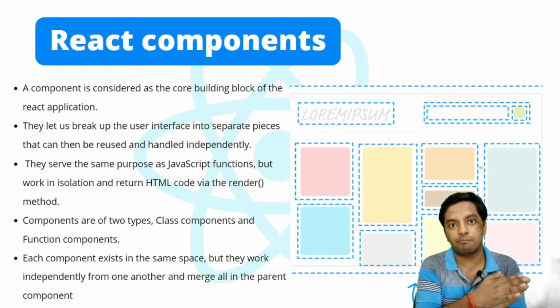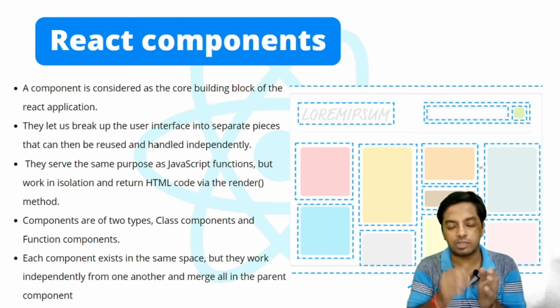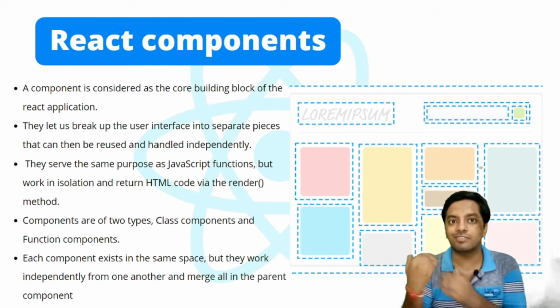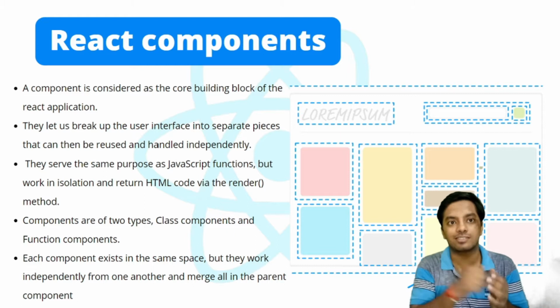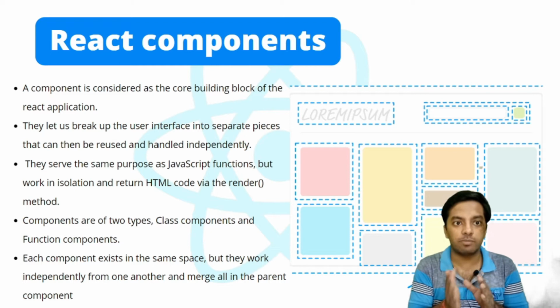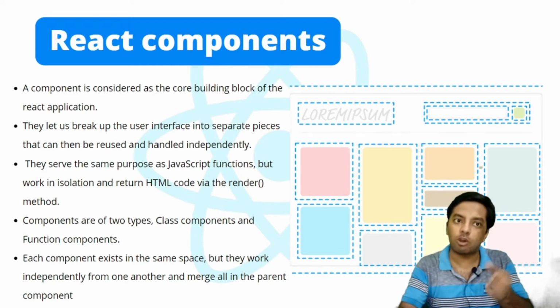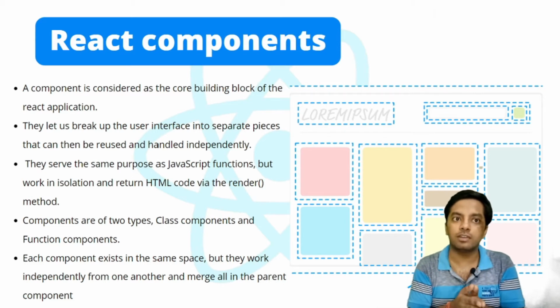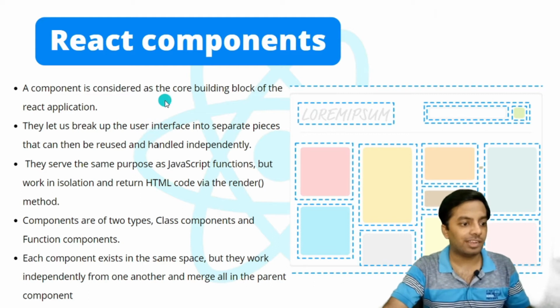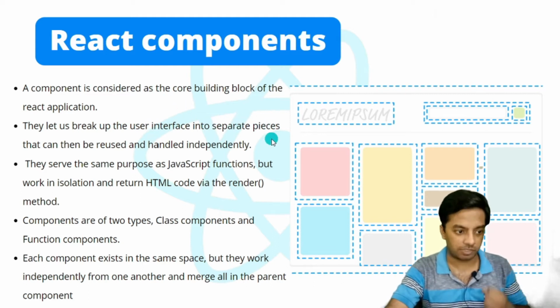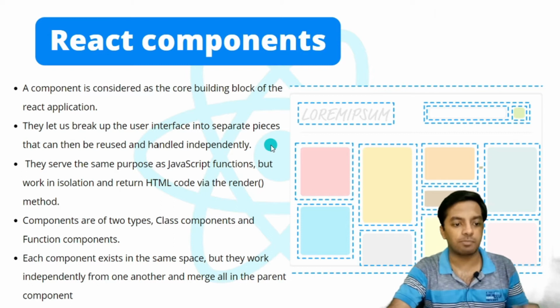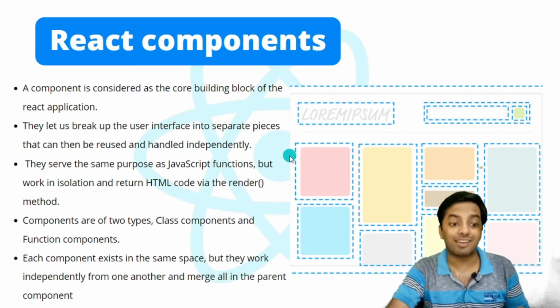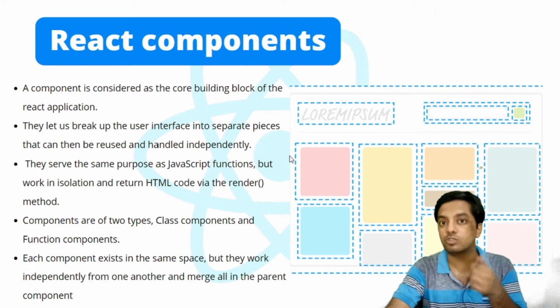If we consider the example of a button, in the entire application we'll be using a button several times. So instead of writing its style, its functions and its body each time, we'll write it once and call it wherever we need in the application. This reduces our code and makes the working more efficient and faster. Components let us break the user interface into separate pieces that can be reused and handled separately. They serve the same purpose as JavaScript functions; they are similar to JavaScript functions.